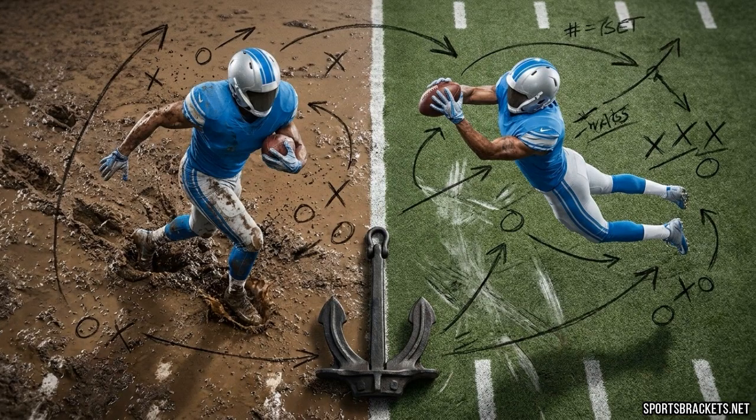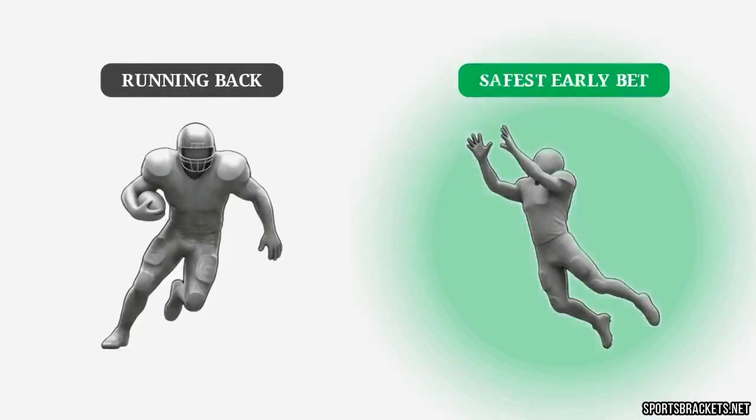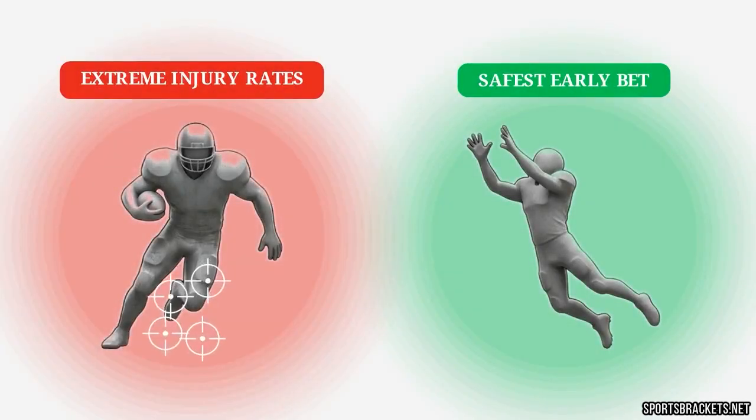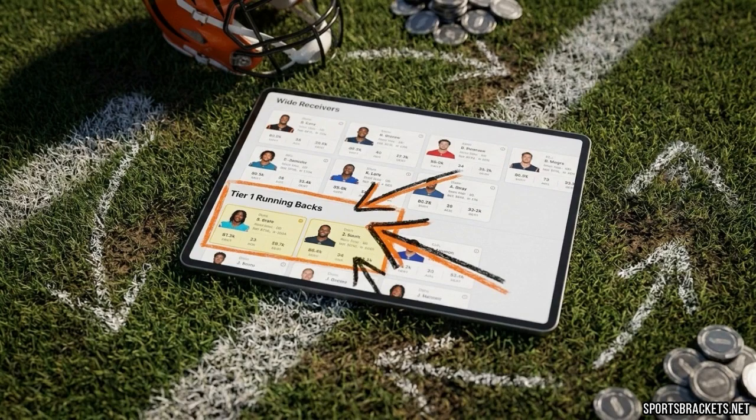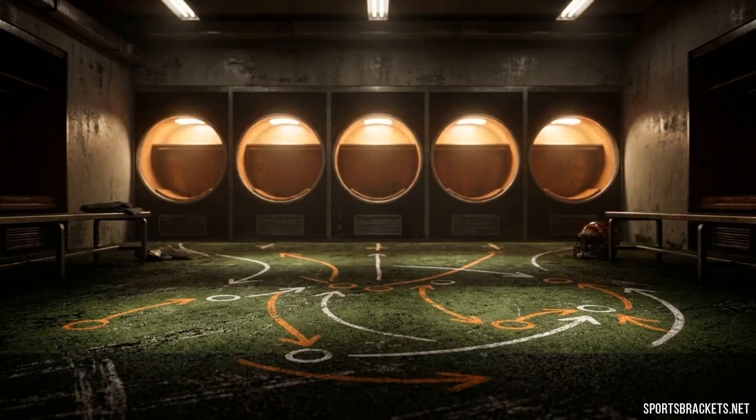Ja'Marr Chase is the 1.01 overall pick in 2026. Wide receivers remain the safest early bet because they avoid the extreme injury rates of the running back position. If you don't land Chase, you are looking at the Tier 1 running backs. There are only 2 players at the position worth top 5 capital this year.